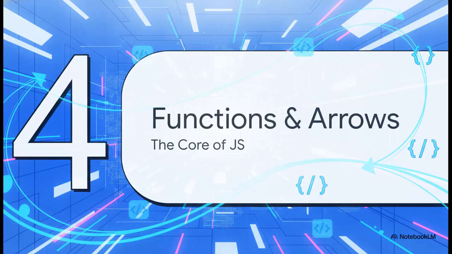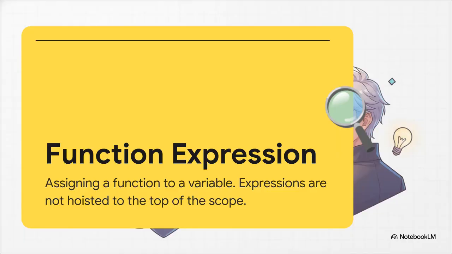Section 4, Functions and Arrow Syntax, the core of JS. Okay, let's move to functions and see how this all builds together, because JavaScript handles them pretty uniquely compared to other languages. Beyond standard function declarations, JavaScript heavily relies on function expressions. This is where you literally assign a function directly to a variable, like const greet equals function, empty parentheses. Now, because it's tied to a const or let variable, it is not hoisted. You absolutely cannot call it before you define it in your code.